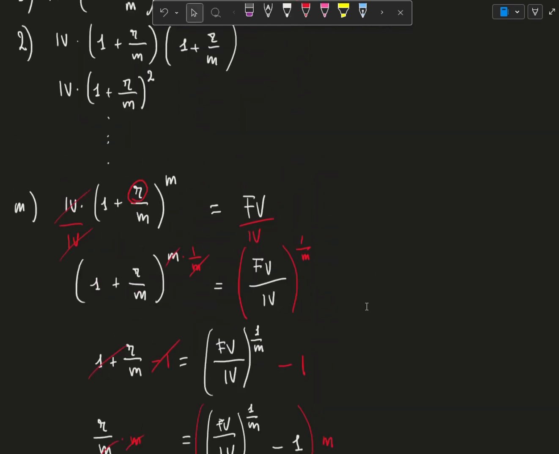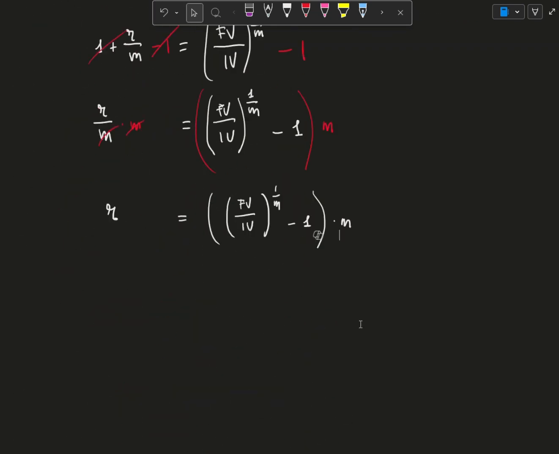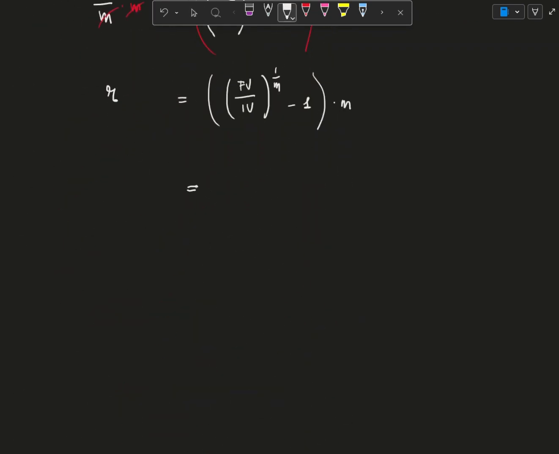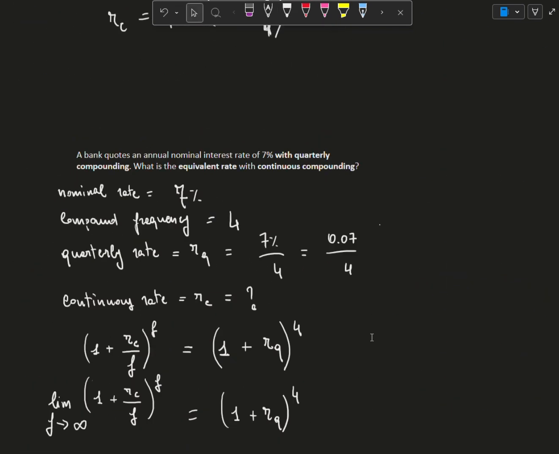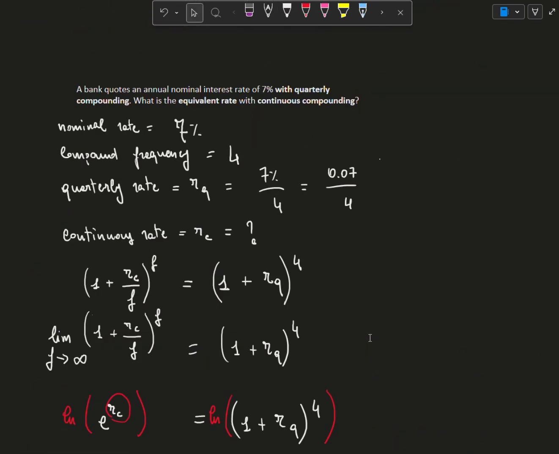Now let's try to plug in some numbers. We are told that the final value is $1,100, that the initial value is $1,000, and we also know that our M is 2, so the compounding is semi-annual, so 1 over 2 minus 1 times 2. And I'll let you do the calculation, and this will give us the rate of return with semi-annual compounding.